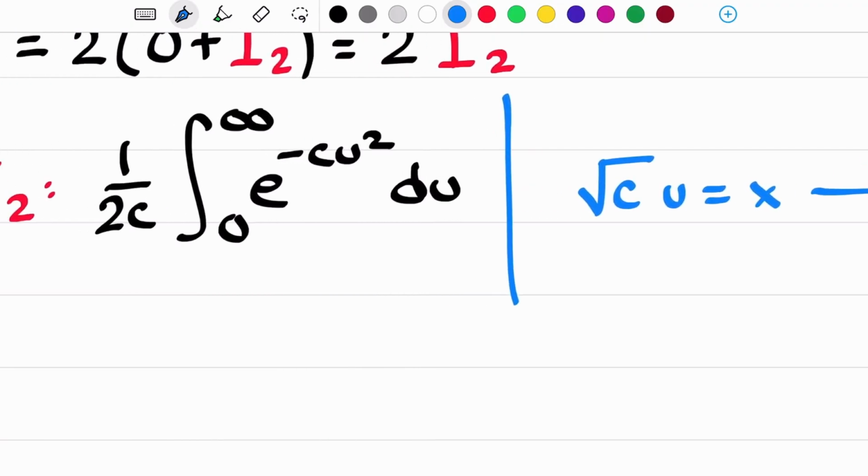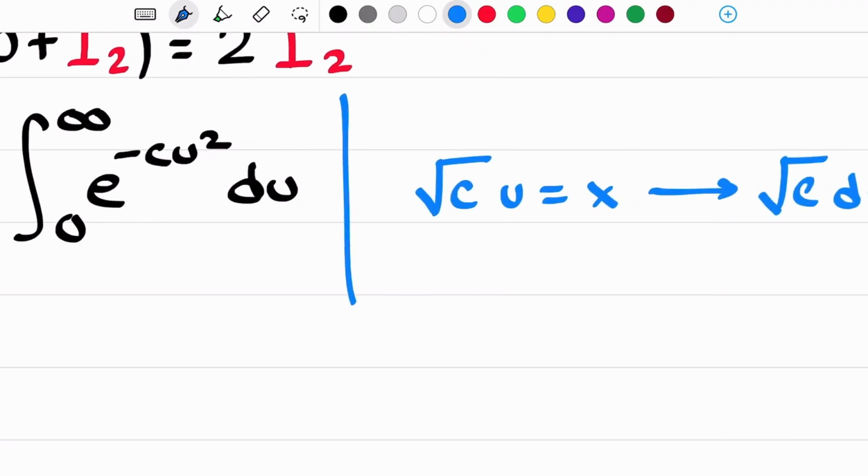Now, what are our new bounds? Well, if we plug in 0 for u, then that whole side is just going to go to 0, right? And x is still going to be 0. So the bottom bound is still 0. The top bound, if I plug in infinity for u, well, root c times infinity is just still going to go to infinity. So our bounds are actually the same.